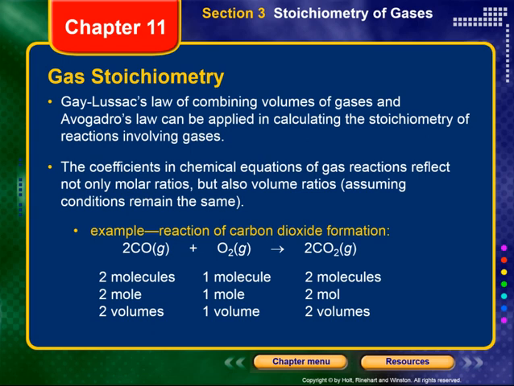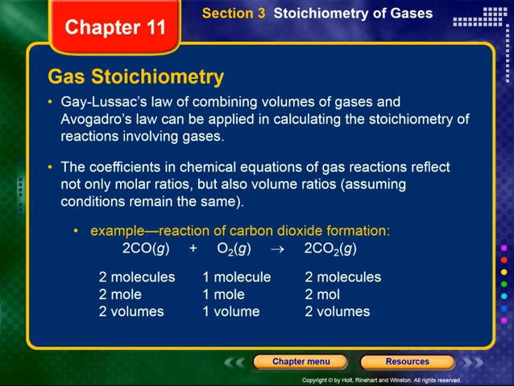The coefficients in chemical equations of gas reactions reflect not only the molar ratios, but also the volume ratios. Again, assuming conditions remain the same. So pressure and temperature must be held constant, which is the same as when we were going over Gay-Lussac's law of combining volumes and Avogadro's law. Temperature and pressure had to remain constant. So that's still the case here. But as long as those conditions are met, the coefficients in a balanced chemical equation represent mole ratios, like we've already done in chapter 9 when we introduced stoichiometry, but they also represent volume ratios, like we introduced in section 1 of this chapter, right? Gay-Lussac's law of combining volumes.